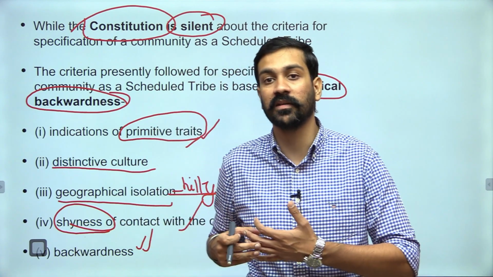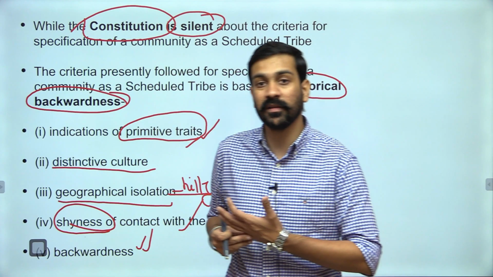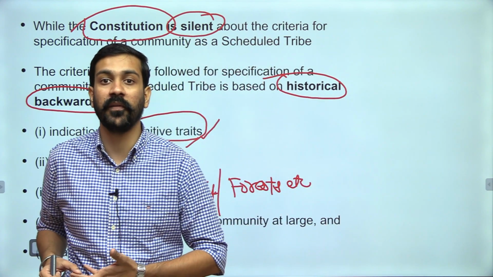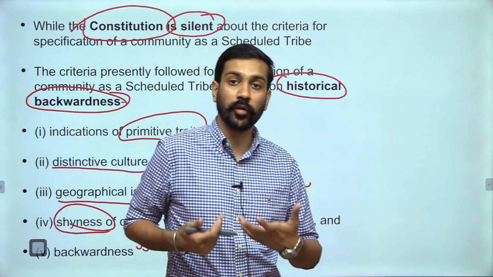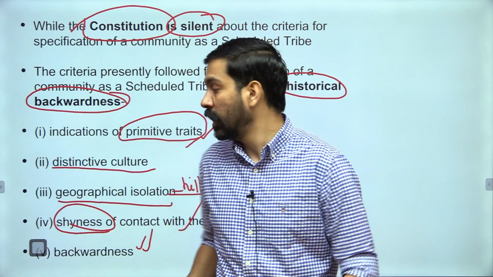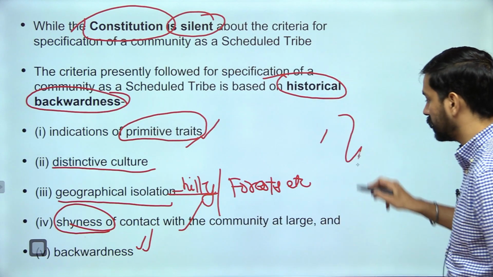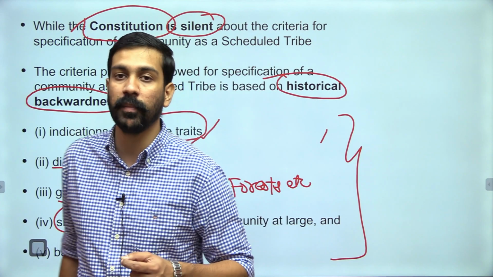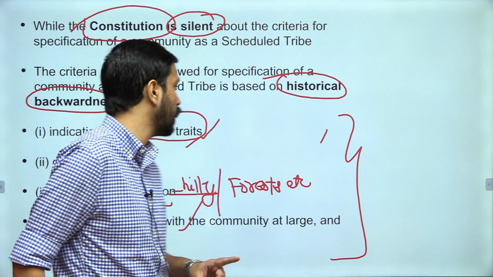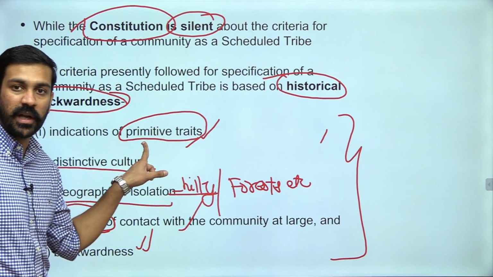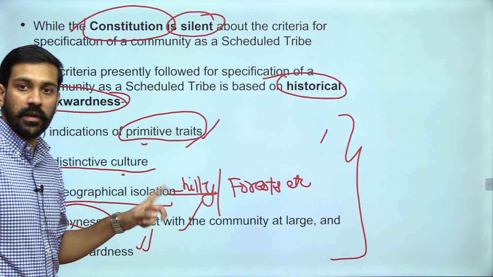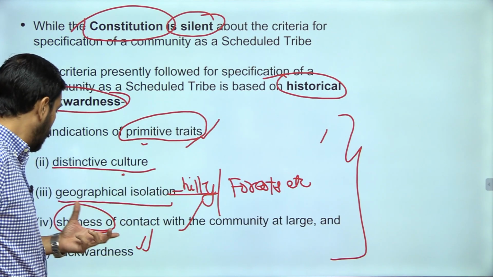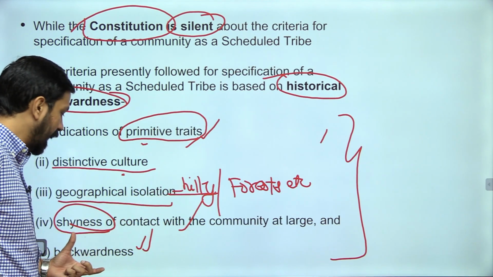What are their health indicators, education indicators? What kind of lifestyle are they living? What are the educational factors, health factors, or the economic backwardness, how poor are they? These are the 5 traits that are usually seen while specifying a tribe or any tribal community as a scheduled tribe. I will again repeat it: the indication of primitive traits, distinctive culture with respect to the mainland religions, geographical isolation, shyness of contact, and backwardness.